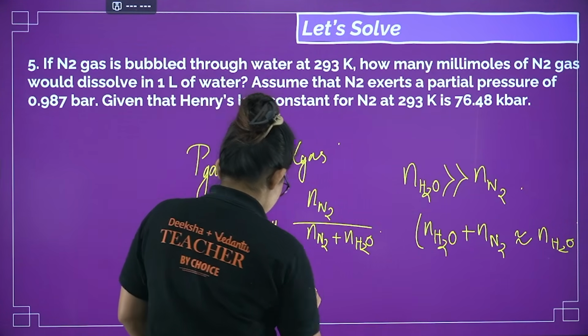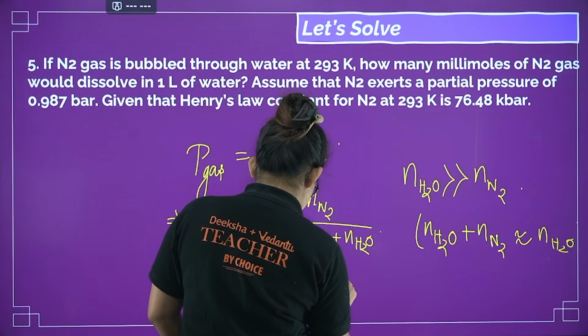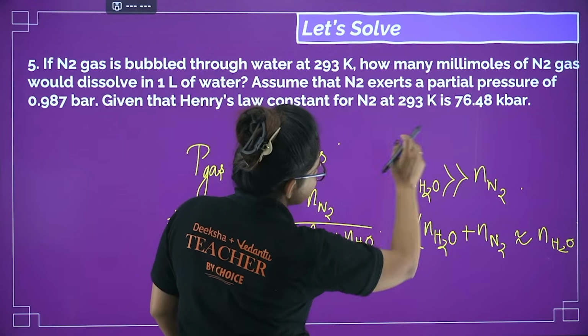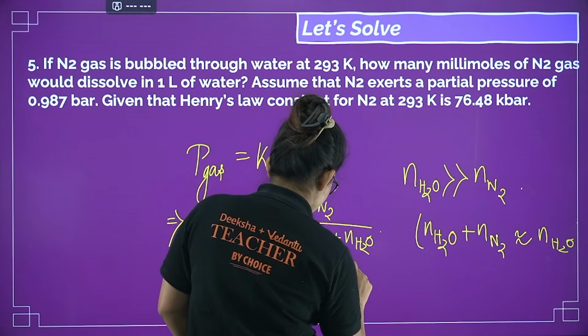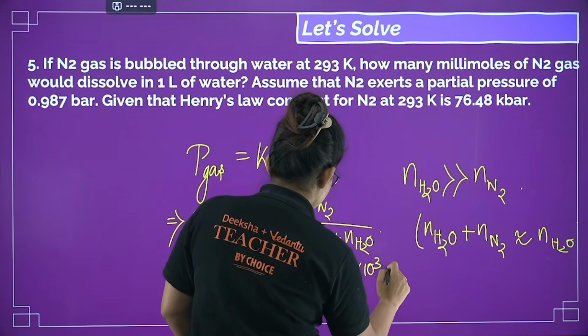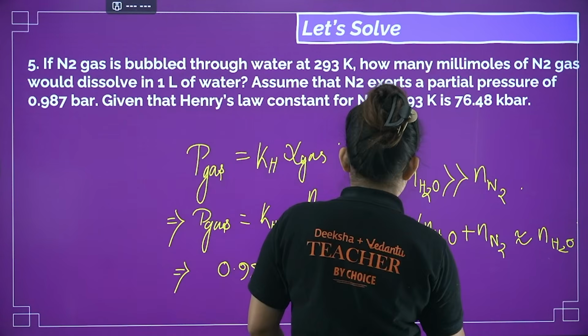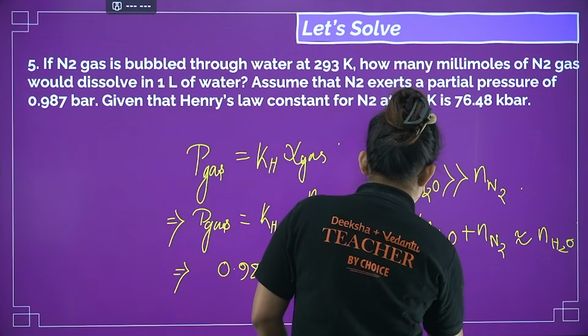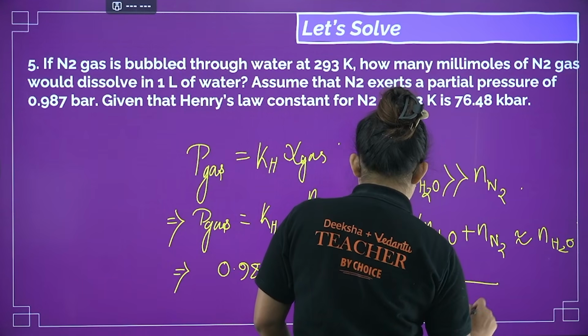0.987, equals KH value is also given, 76.48 kilobar. We will convert it into bar: 76.48 into 10 cube bar. The number of moles of nitrogen that I have to calculate, divided by number of moles of water.